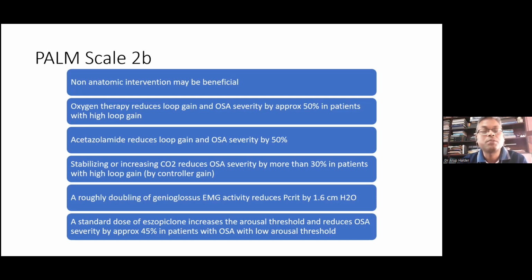H2O. And for those patients having a very low arousal threshold, a standard dose of eszopiclone increases arousal threshold and reduces the OSA severity by 45% in patients with OSA with low arousal threshold. But the main caveat here is that we do not have any clinical model to point out which component is playing a role in these patients, whether it's a very high loop gain or an arousal threshold. So we do not have a robust clinical model to interpret this theoretical model till now.